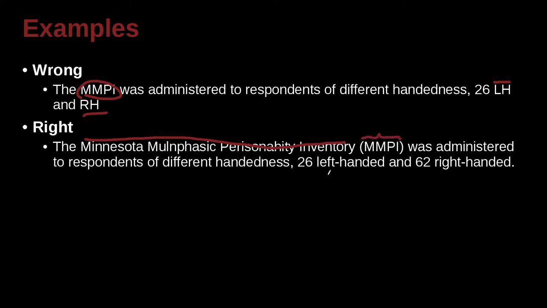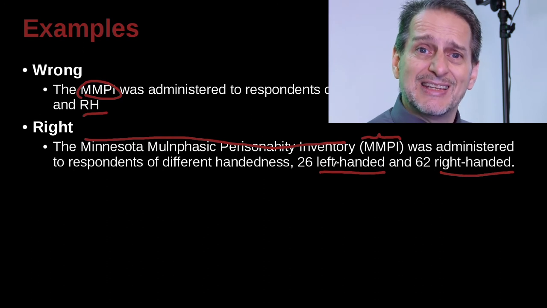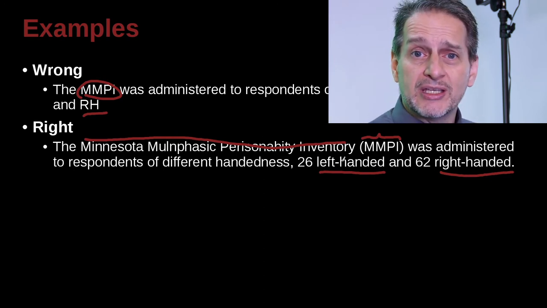And then for right-handed and left-handed, we write out the whole word, and because it's a compound word and we have one group that is left-handed, one group that is right-handed, we can go ahead and use the hyphen. In fact, if you check the dictionary, this is an acceptable usage for that. The right-handed and the left-handed. Again, really tedious, but that's the way it's got to be.